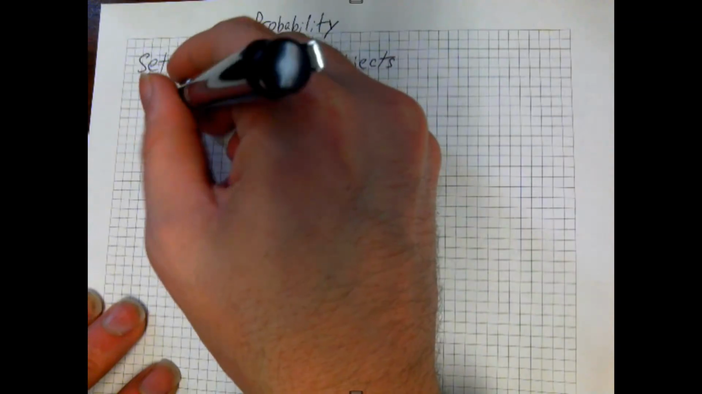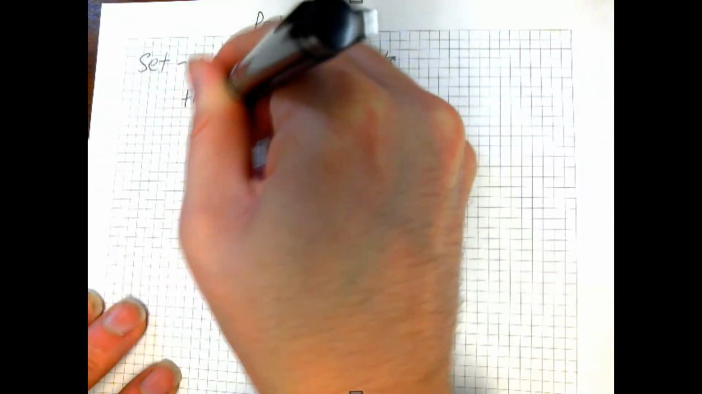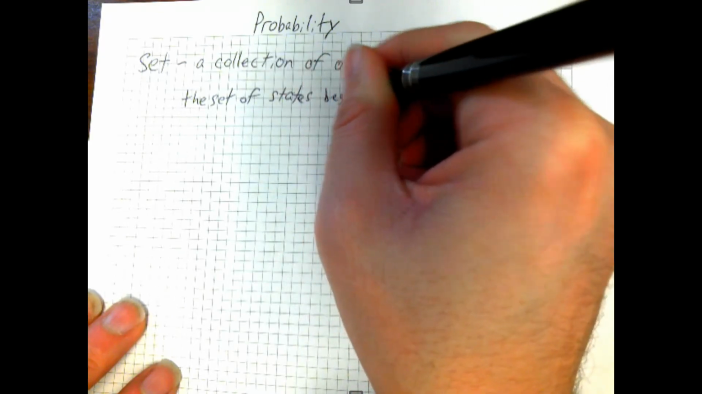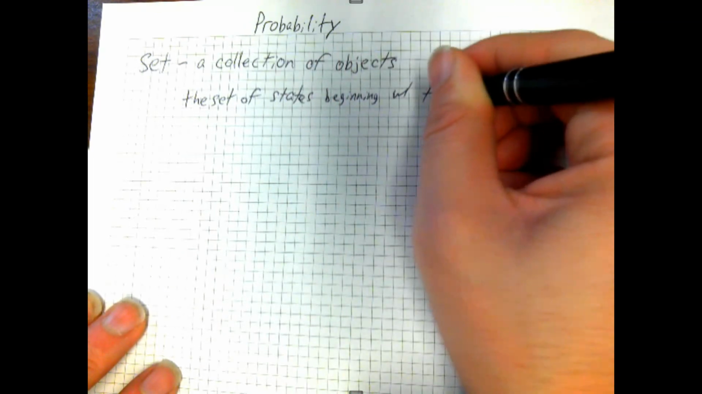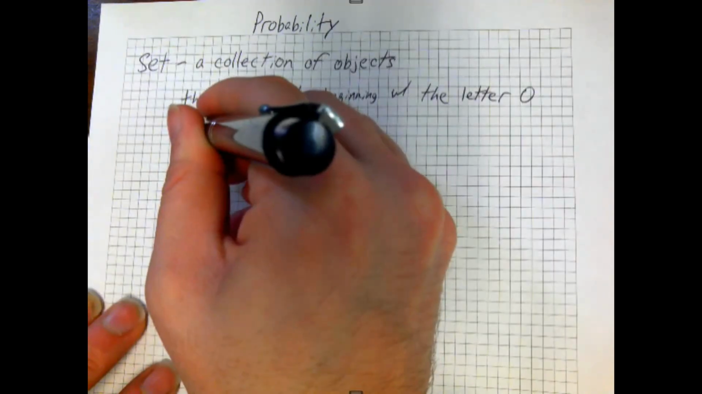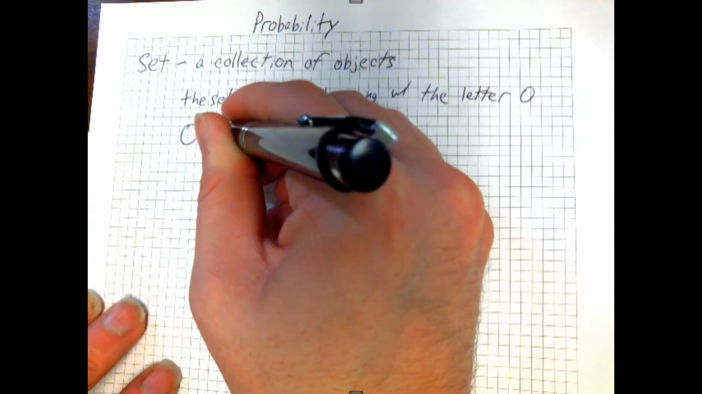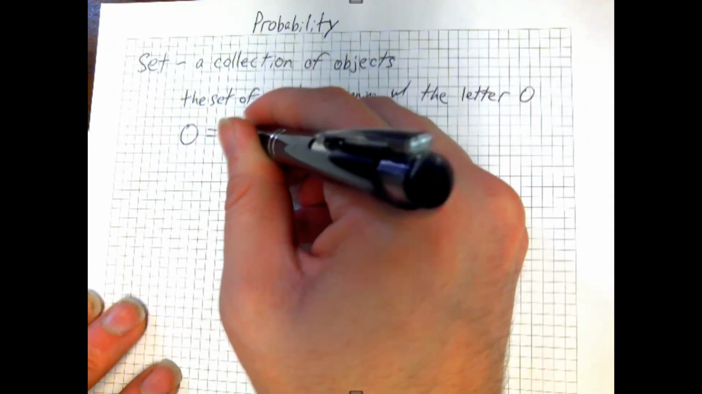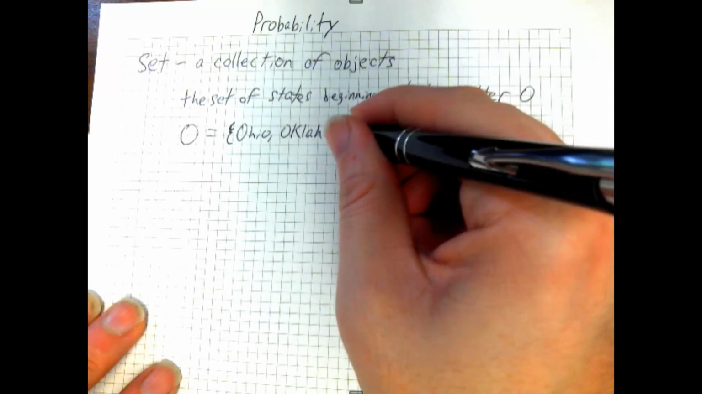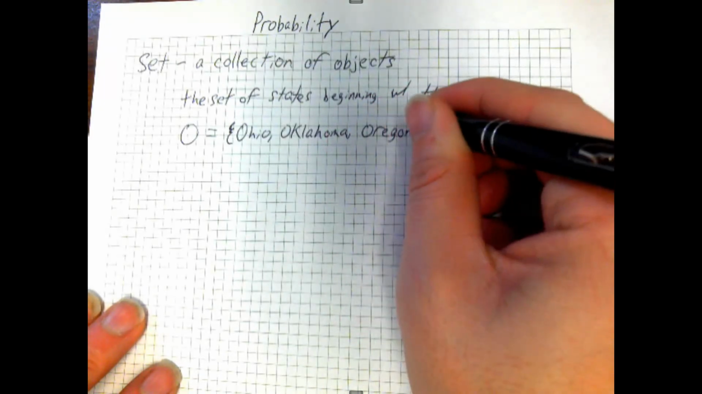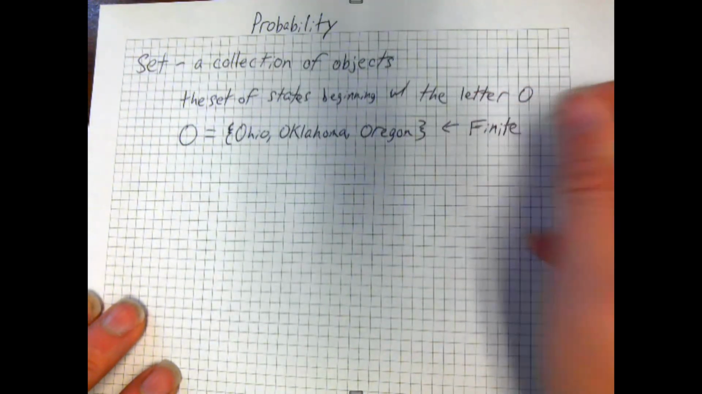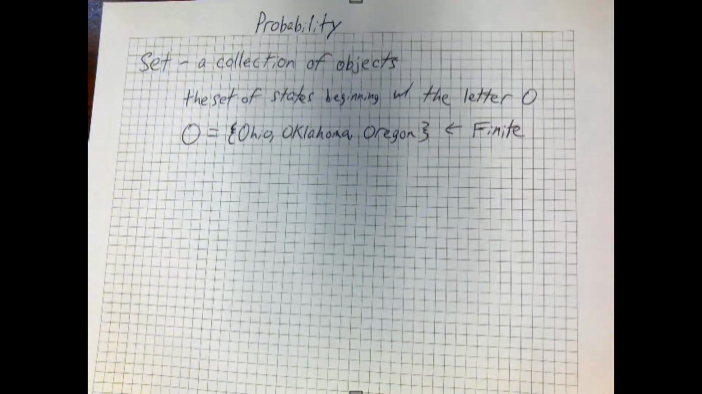For example, the set of states beginning with the letter O. So we would call that set O, and it would include Ohio, Oklahoma, and Oregon. And this is a finite set because that's the whole set. It doesn't just keep on going forever.